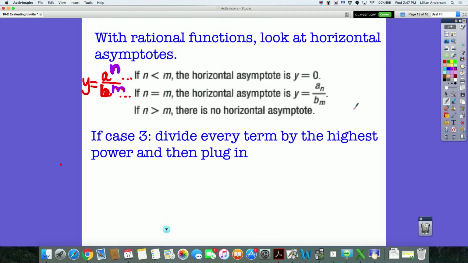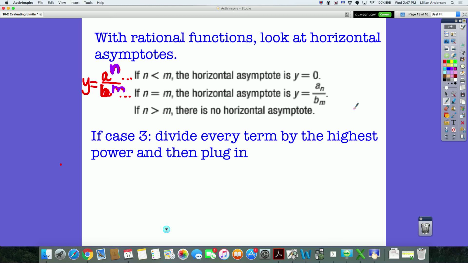Now, if it's a rational function and we're dealing with infinity, then what you have to look at is your horizontal asymptotes. Both of these are old concepts from first semester, but they're coming back here. Remember, we had to look at the degree. If the numerator is less than the denominator, the horizontal asymptote was equal to 0, which would be your limit.